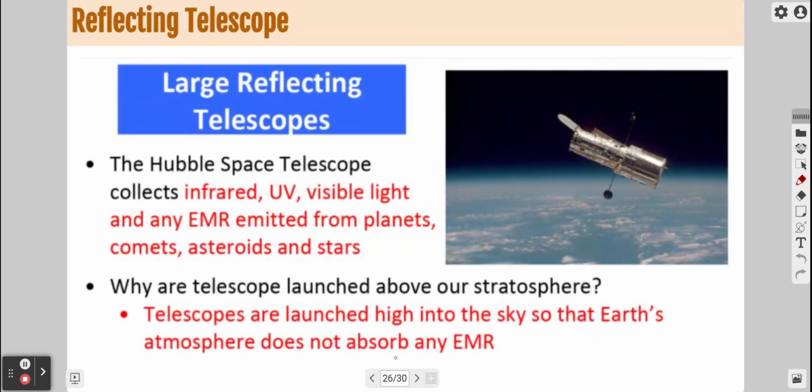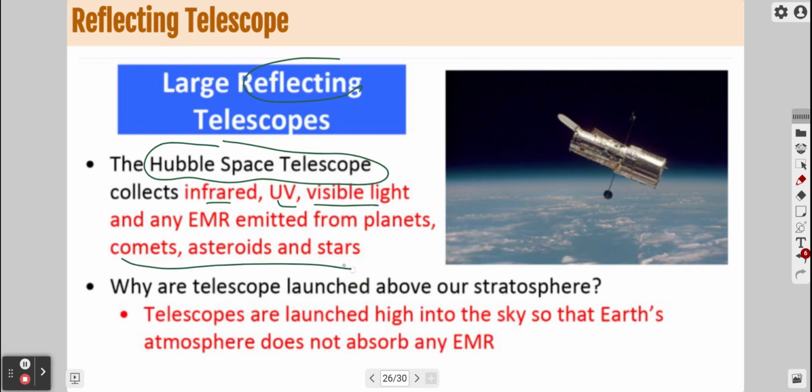So reflecting telescopes, there's a really large one. It's very popular, the Hubble Space Telescope. This is a reflecting telescope, and it's collecting infrared, UV, and visible light. So that whole range there, and any other EMR emitted from planets that it can get. So planets, comets, asteroids, anything that might be coming near it or in its detecting range.